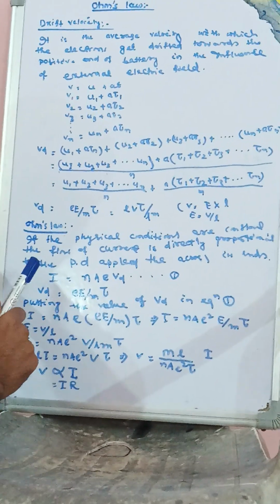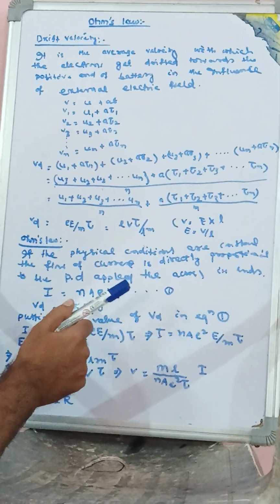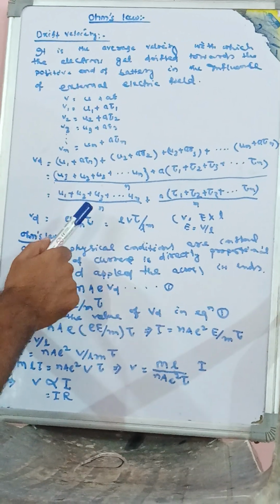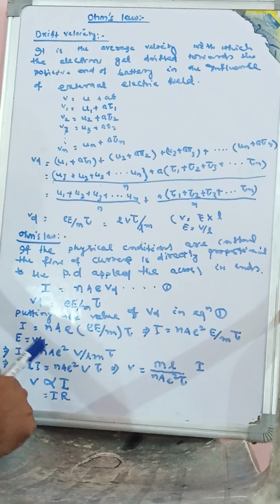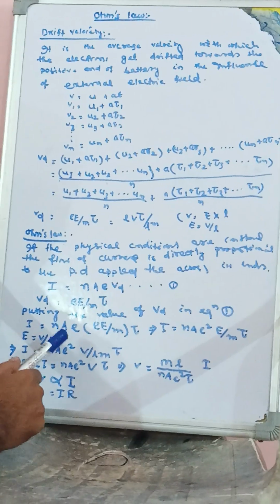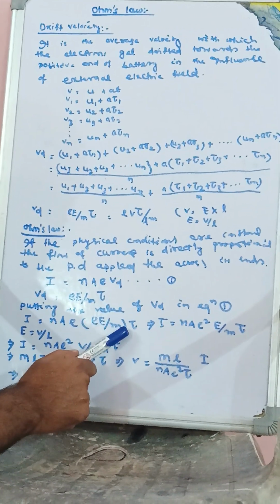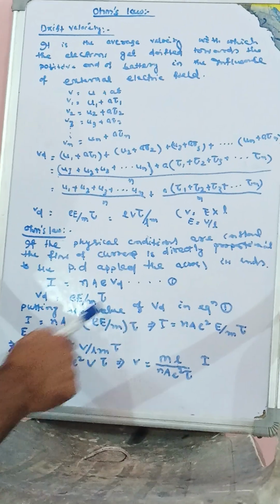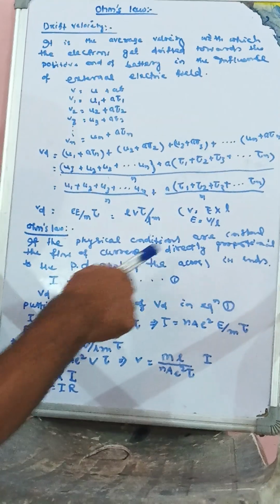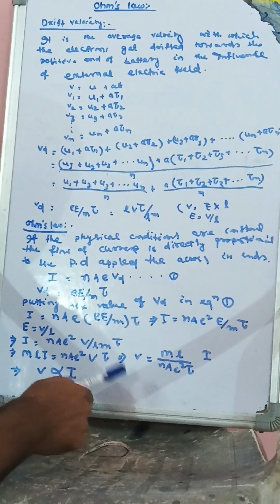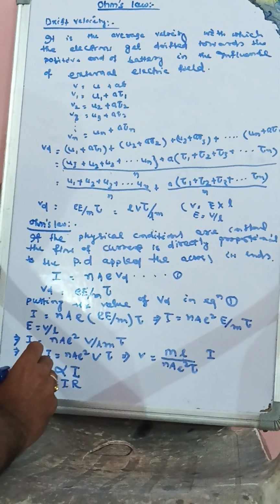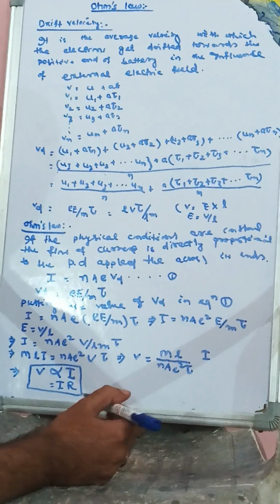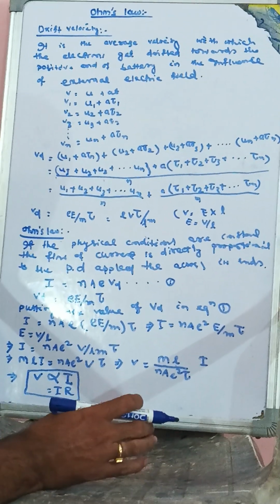This is I equals n A e Vd. We put the value of Vd, eE by m tau, in this equation. E is equal to V by L, putting this in, this is called Ohm's law.